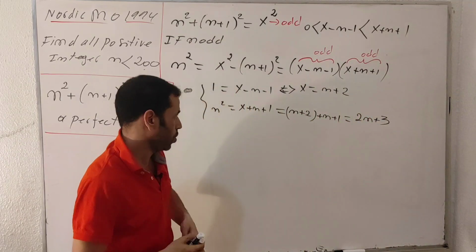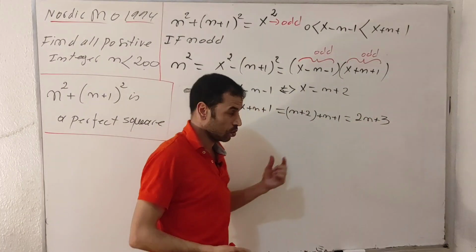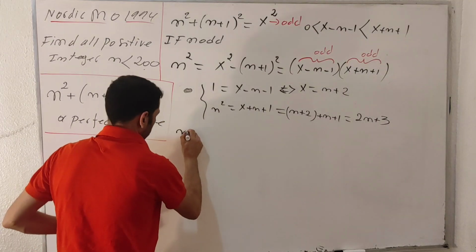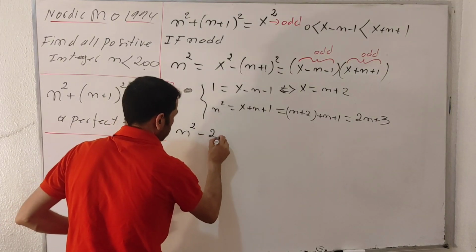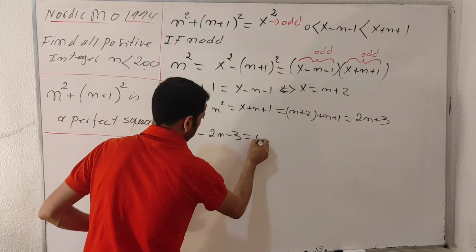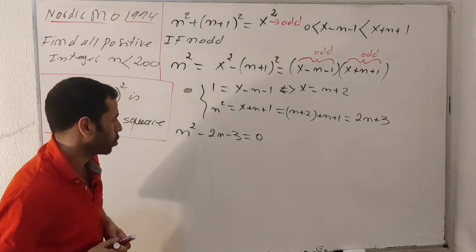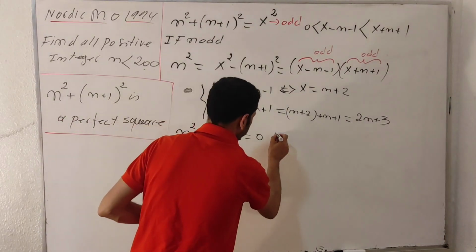Now I'm going to move 2n plus 3 to the left hand side of this equation. I will have n squared minus 2n minus 3 equals 0. Now I'm going to calculate the discriminant of this, which is delta.